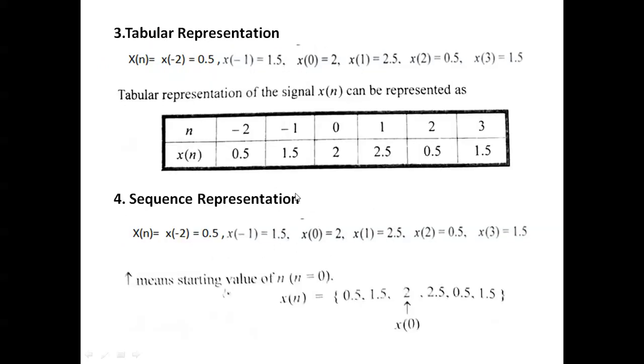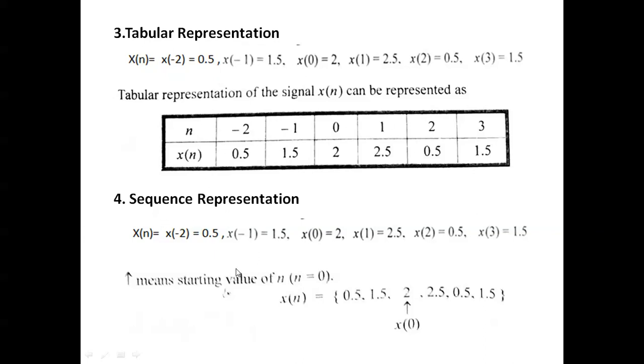And then tabular representation of x of n. It is the same values, but the only difference is that we make a table here, with the n value and then the x of n value. So what is the n value? The n value is the index inside the bracket, and x of n is the final output value.